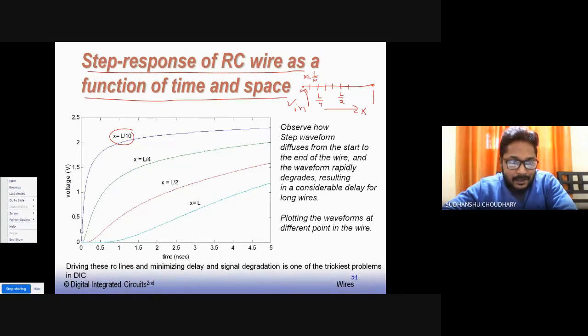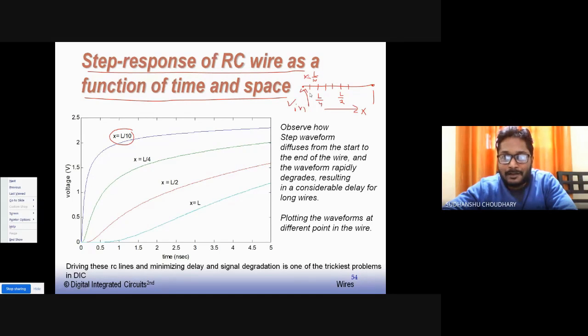That is, the signal actually diffuses. It entered with a strong voltage level, but as the signal progresses along the length of the wire, the voltage level at each point is different from what you actually supplied at the input. This is called diffusion here.